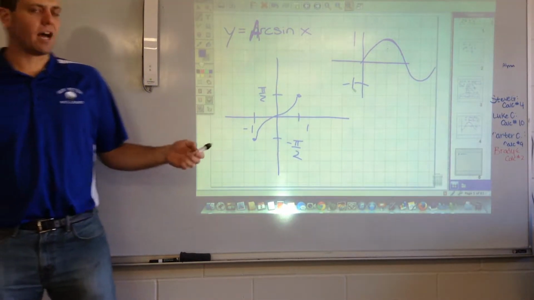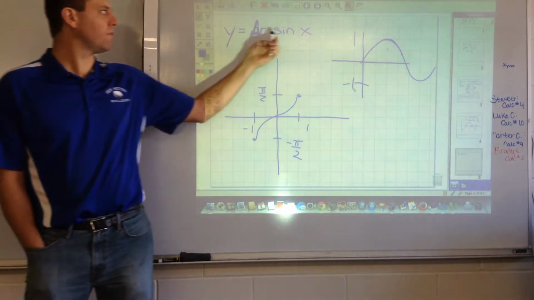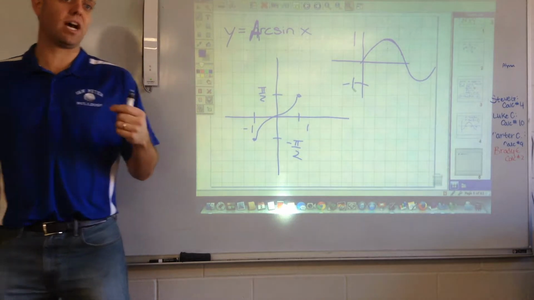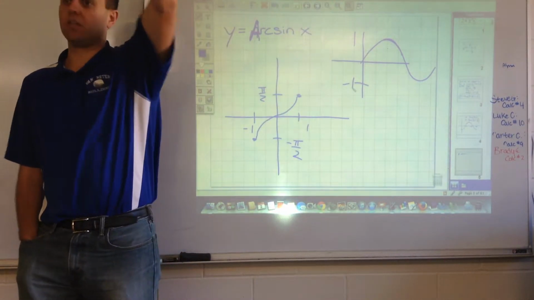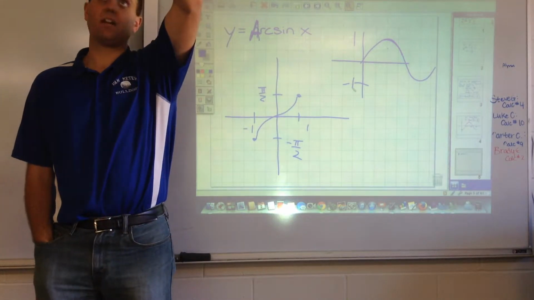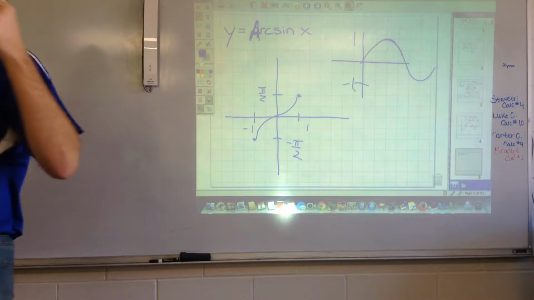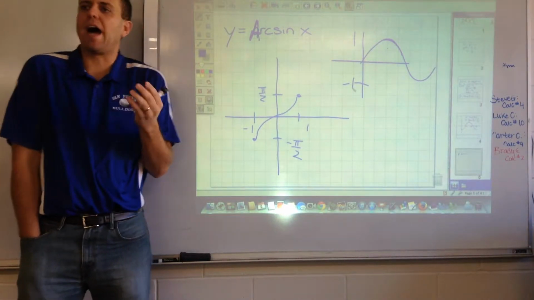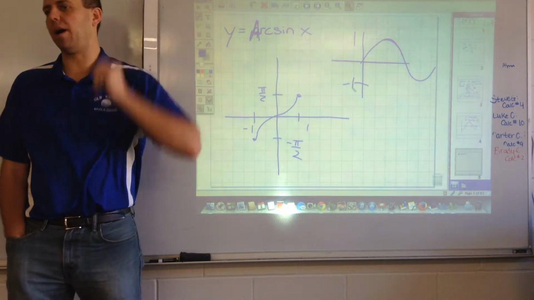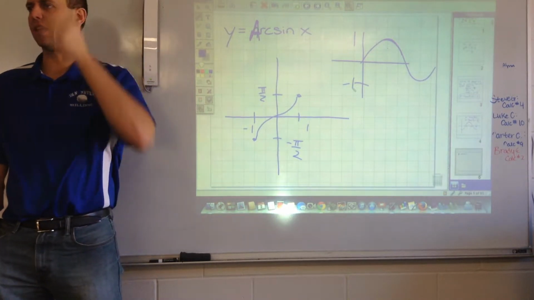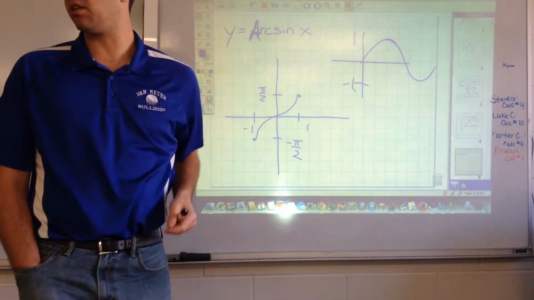Now, there are an infinite number of answers to these. If I say inverse sine of 1, what angles have a sine value of 1? Well, 90, 450, 810. You can keep going and going. But we only ask for an answer that's between negative pi over 2 and positive pi over 2, or between -90 and positive 90, because every answer falls somewhere in that interval.